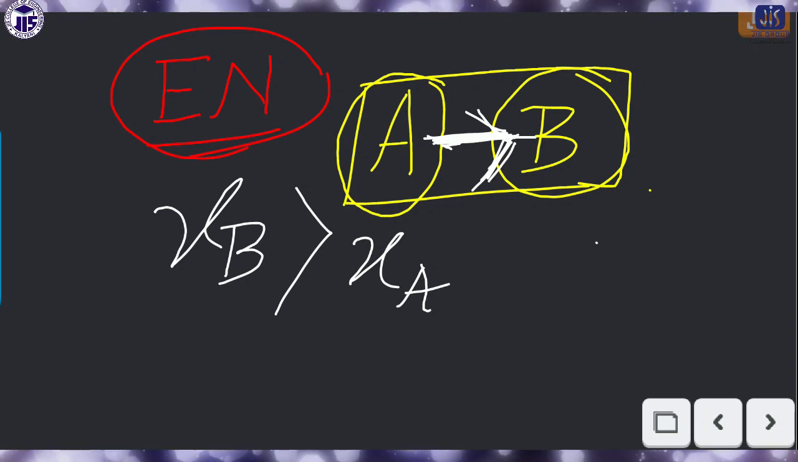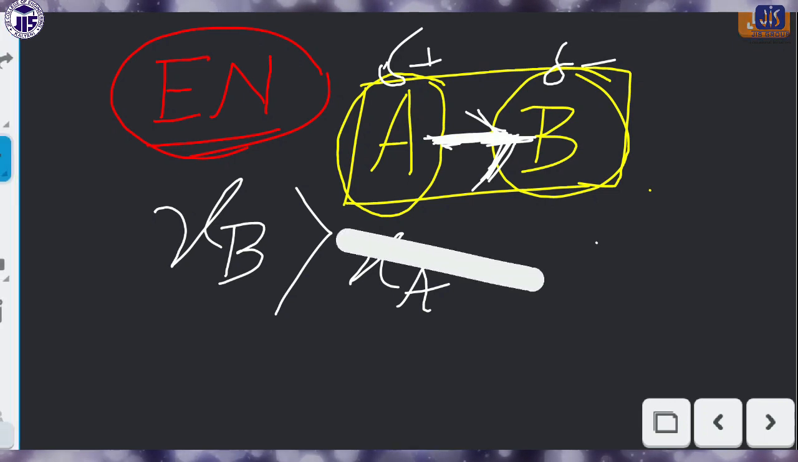If B attracts the bond electron pair, electron density will be higher on B, and in this way B will get the delta negative sign and A will get the delta positive sign. So if two atoms are attached in a covalent bond, the atom with the higher electronegativity will carry the delta negative charge. Delta means it is not a full anion, it is partially negatively charged. Now come to the point of how we can define electronegativity.